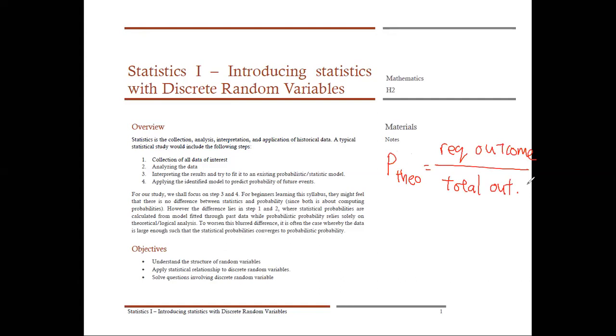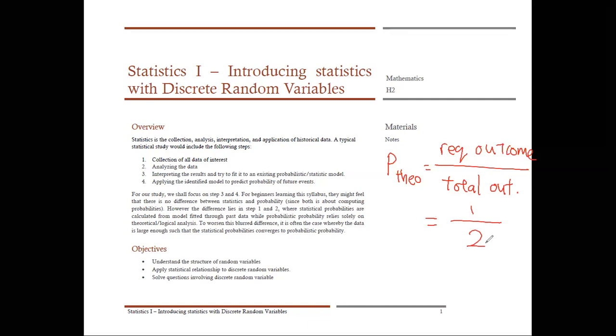For example, in a coin toss, what's the probability of getting a head? The required outcome is 1, and the total number of outcomes is 2. So theoretically speaking, flipping a coin gives you a 0.5 chance of getting a head.